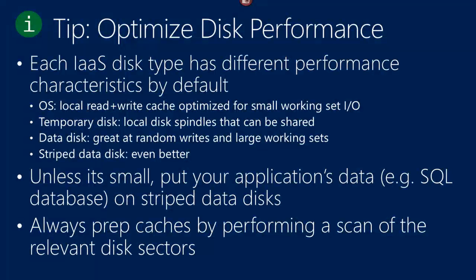Data disk is great for random writes and large working sets. You saw that 500 IOPS, pushing up to 100 megabytes per second of throughput, is what you're going to get off those. With the striped disk, you can get awesome performance. For your host OS, this is a tip: where you want to put a small SQL database, if it's small and going to be hit a lot with reads, it's awesome on the host OS disk. If it's big and going to be doing a lot of writes, better to put it on a data disk with no caching. And always prep your caches by scanning the disks, the relevant sectors. So even if you're on the temporary disk, prep your caches if you want good performance. The same thing goes for the host OS disk.